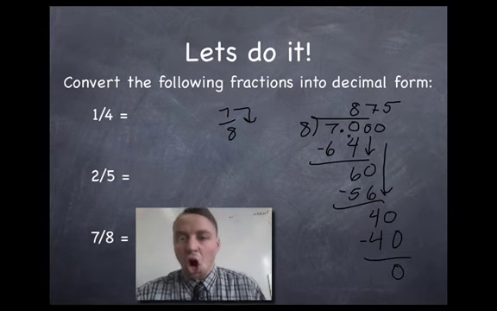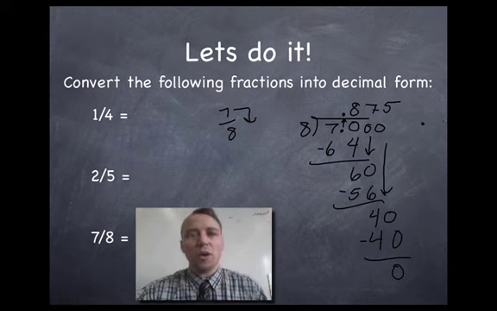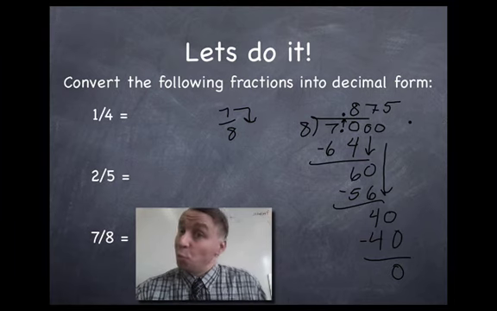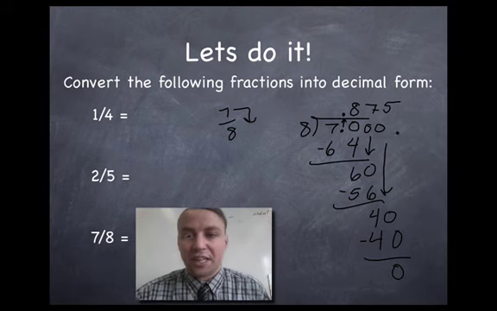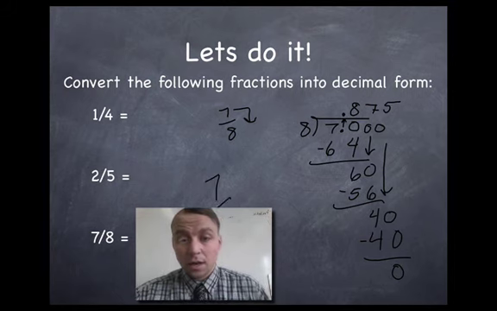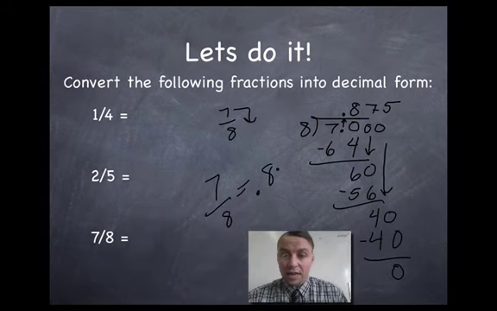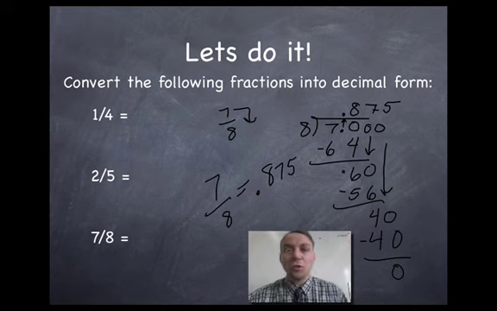40 minus 40 is 0. My remainder is gone. So all I have to do is make sure my decimal point goes where it belongs, which is right above where it was in the problem because I don't have any decimal points in my divisor, so it stays right where it is. So what is 7/8 in decimal form? It's 875 thousandths, or 0.875. Whoa, cool.